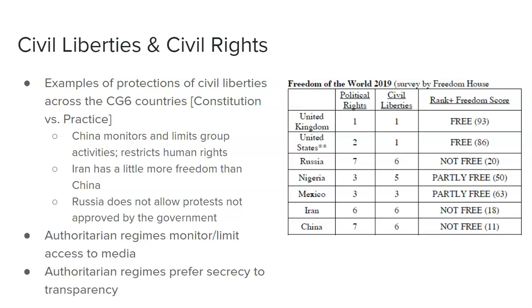Maybe not in the exact words, but the concept is there, just like the exact words aren't in the US Constitution, but the implied concept. In reality, does it happen? In reality, is anybody questioning the leader? So when we look at China, it does say that you have the right to assemble. However, they monitor and limit any kind of group's activities. There have been huge restrictions on human rights.